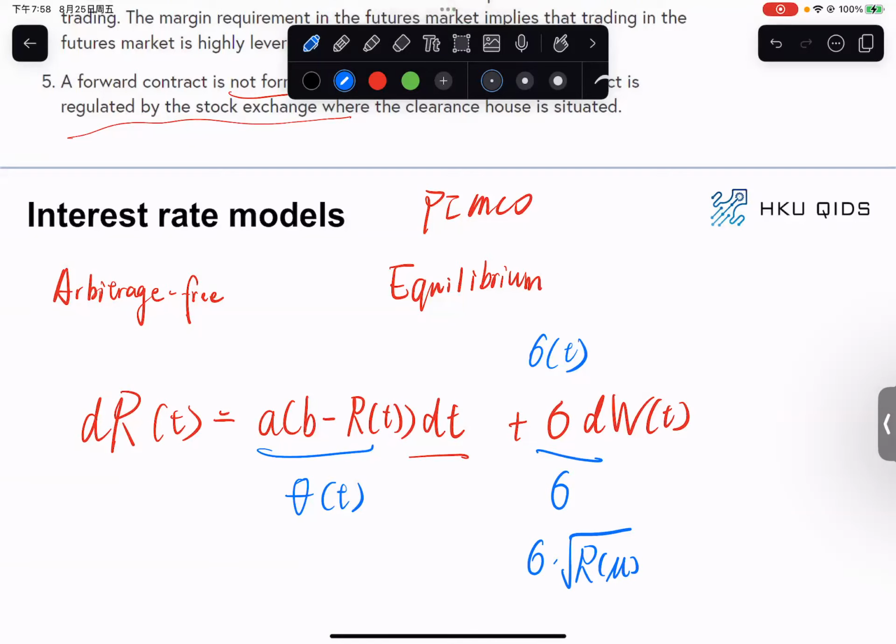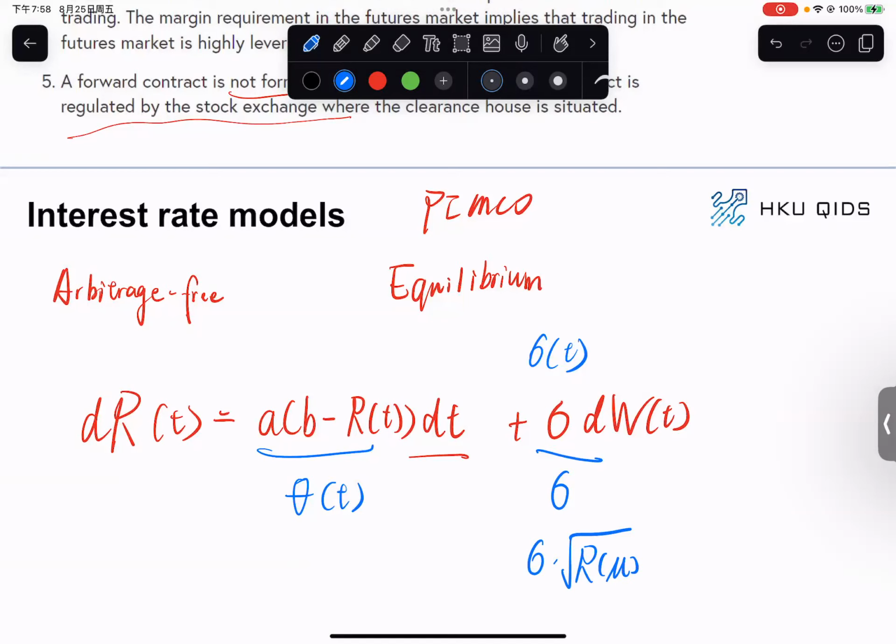I just want you to understand that we are basically trying to use the same approach, applying Ito's lemma and this kind of stochastic derivatives to solve for the price of this asset. It's still the same, but the difference is just in the drift item and the volatility item.